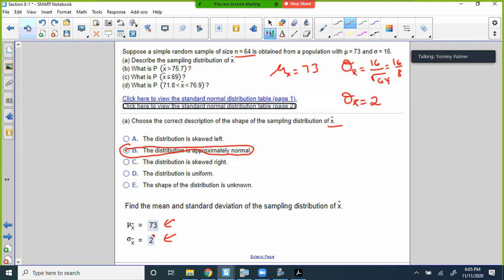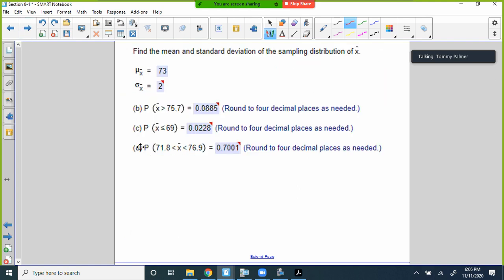All right. So the next part is B, C, and D, so we've got to calculate that. Z is equal to X minus the mean, and I'm going to do this right here by hand. So 75.7 minus the mean, which is 73, all over the standard deviation of X bar, which happens to be 2. And when we do this, guys, we get 1.35.